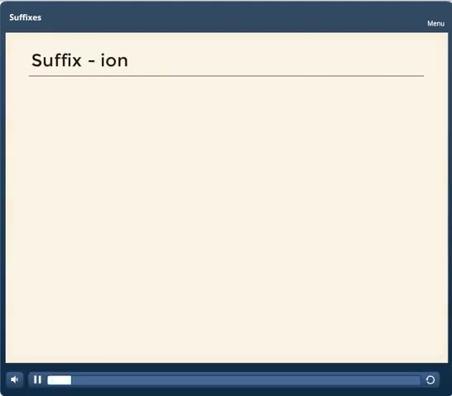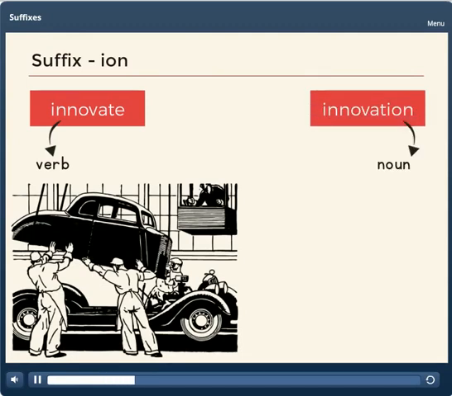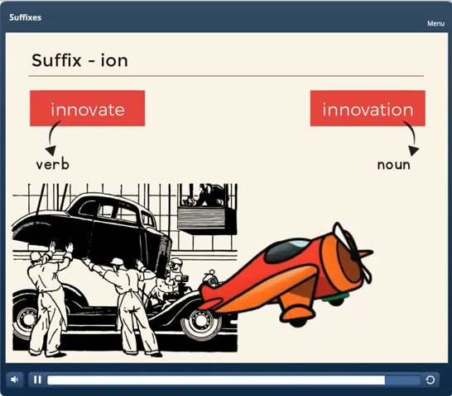The addition of the suffix ion also creates a noun from a verb. Like words ending with the suffix ness, words ending with ion represent the quality or state of something. For example, through hard work and innovation, the Wright brothers invented the first airplane.